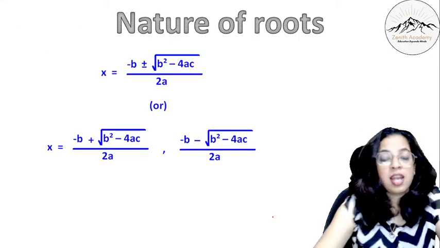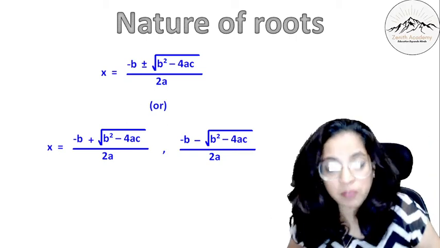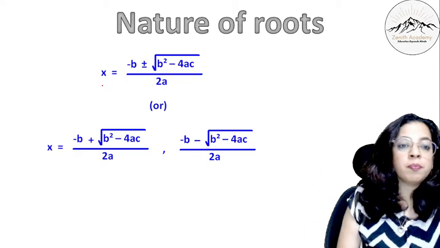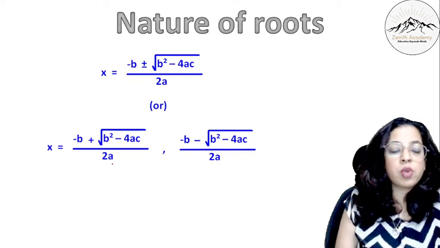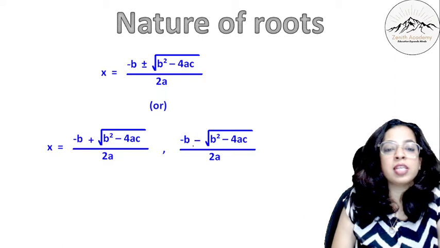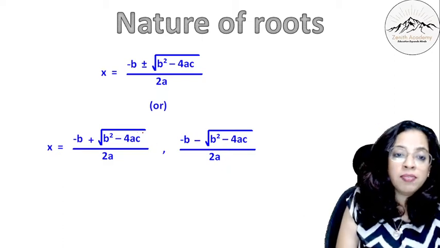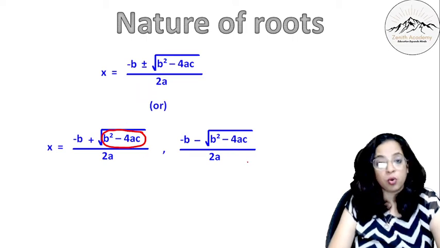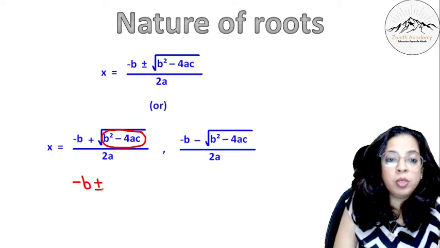So let's understand this a little bit. I'm trying to explain a bit here, but when we do the questions, then you will be able to understand it properly. See here, I have x equal to minus b plus square root of b square minus 4ac by 2a, and I have minus b minus square root of b square minus 4ac by 2a. Now if this number inside, b square minus 4ac, this discriminant, is more than 0, more than 0 means it is a positive number. So it can be 2, 3, 4, anything.